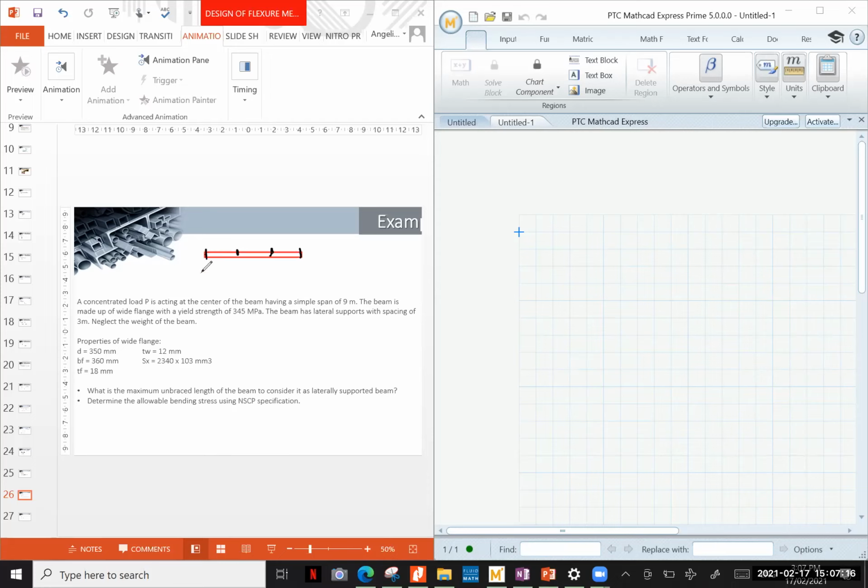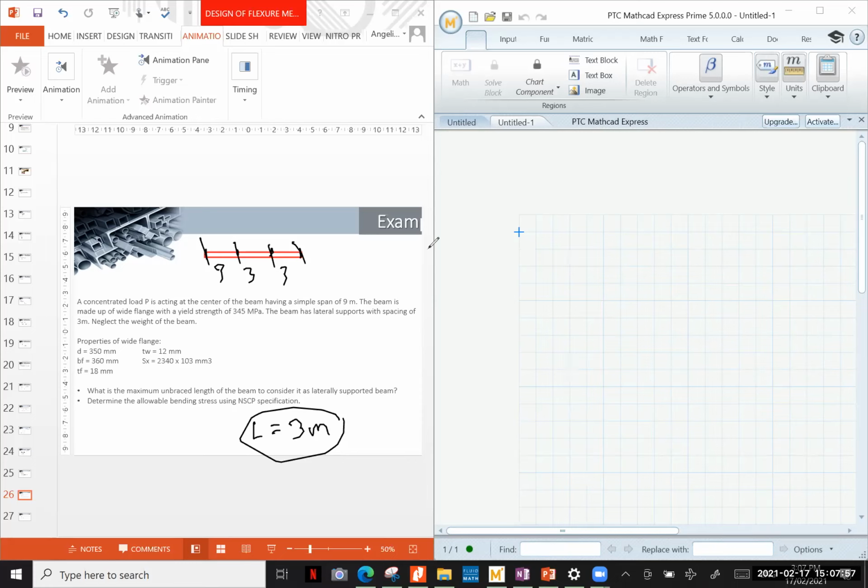Pero ang length ng beam natin, hindi 9 meters. That will be equal to 3 meters na lang. So, ang L natin is actually equal to 3 meters, kasi laterally supported siya at this point. So, di ba, ang definition, dapat ang length ng unbraced beam or unsupported beam. So, yung 3 meters, this is your unsupported length. Take note na ito yung unsupported length natin or unbraced length na tinatawag. Kaya ito yung gagamitin natin.